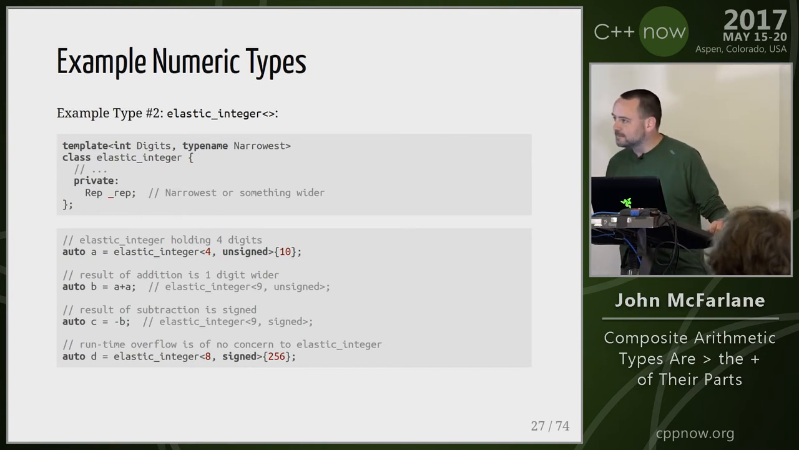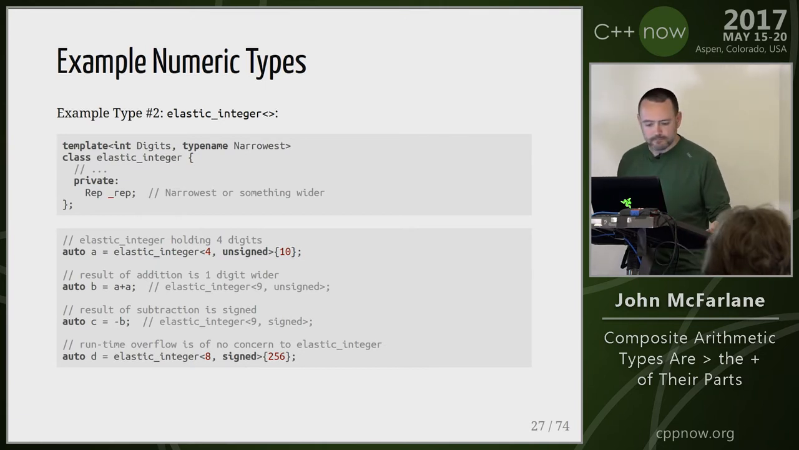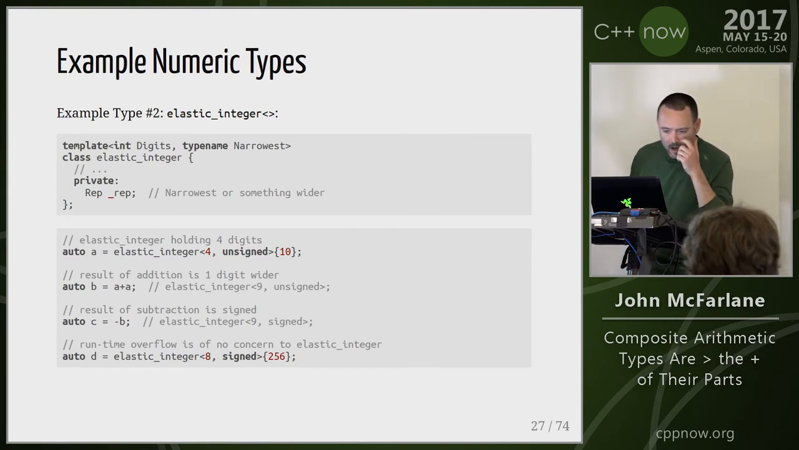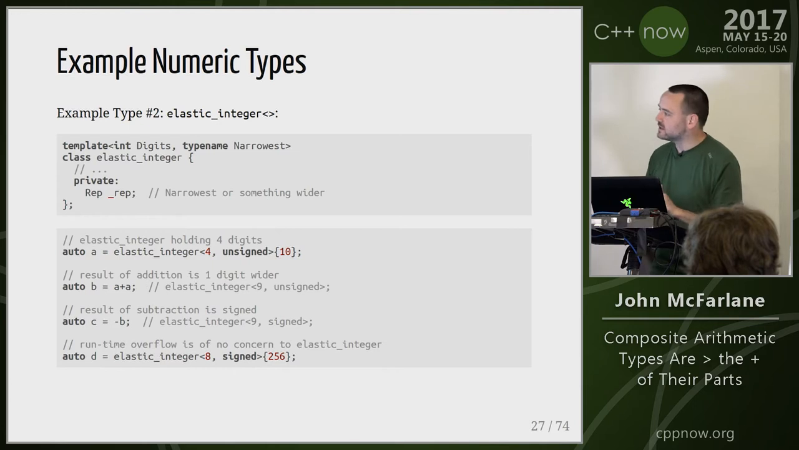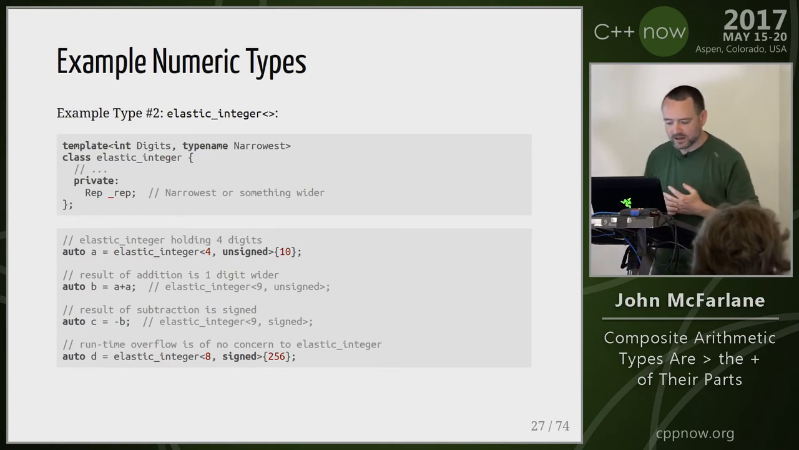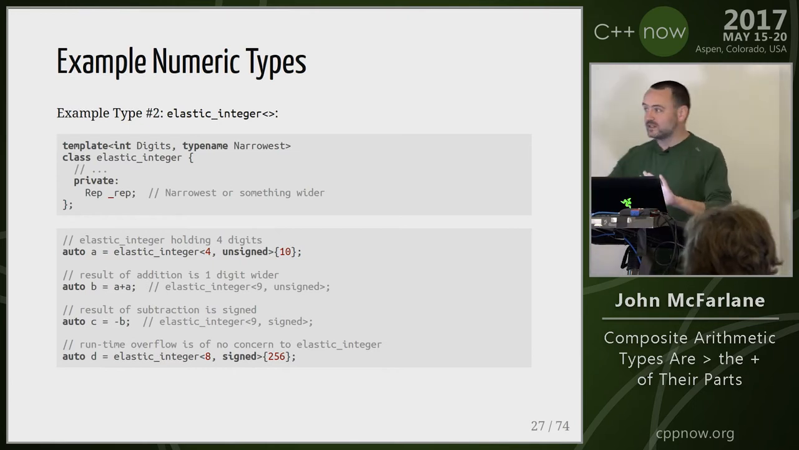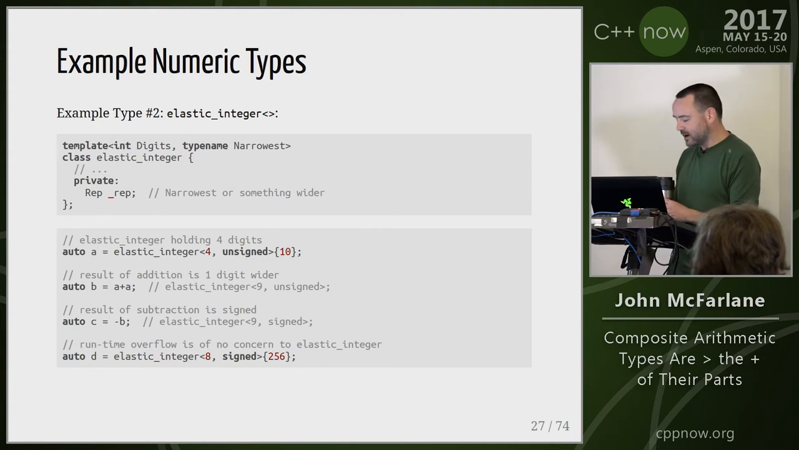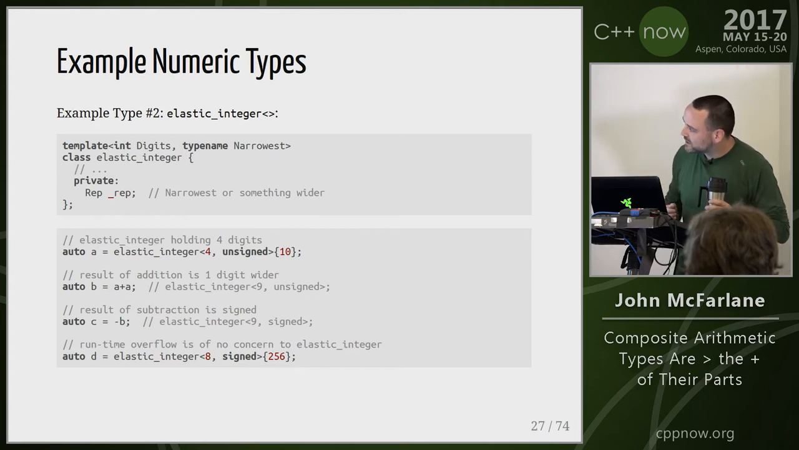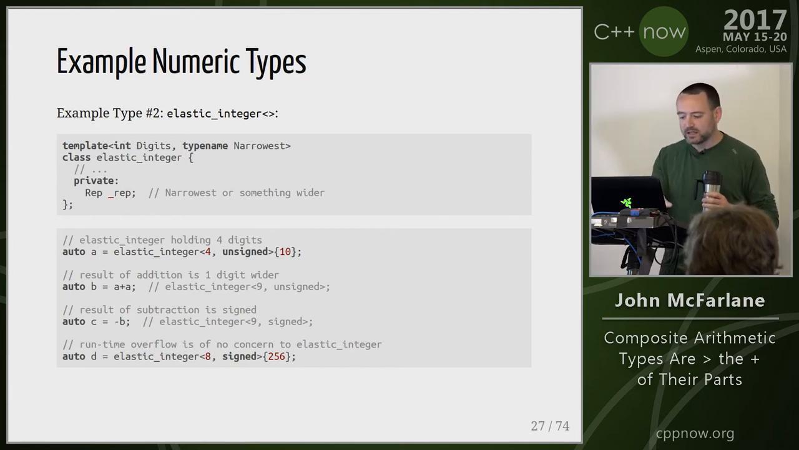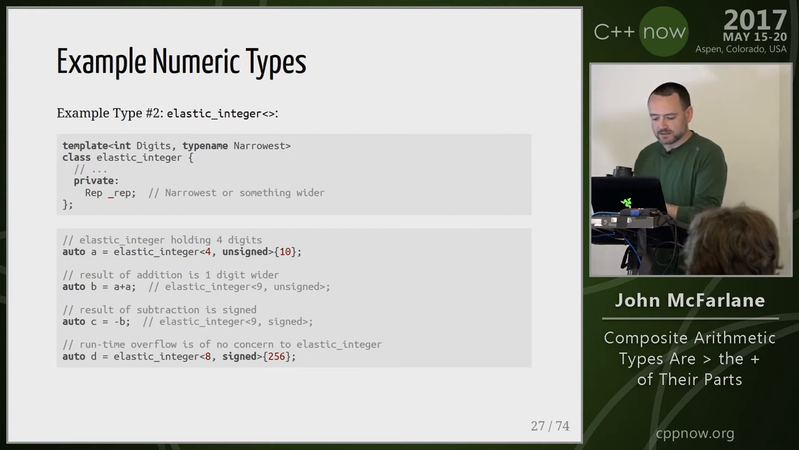Question: in your slide, you were talking about how B would be 5 bits wide. Your slide says 9. Yes, sorry, that's a typo. Thanks for spotting that. I have unit tested all of this stuff, but it seems not to have extended to the comments, unfortunately. Sorry about that. Yes, it is 5 bits.